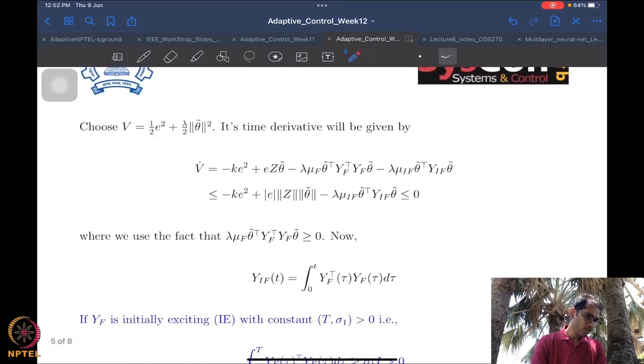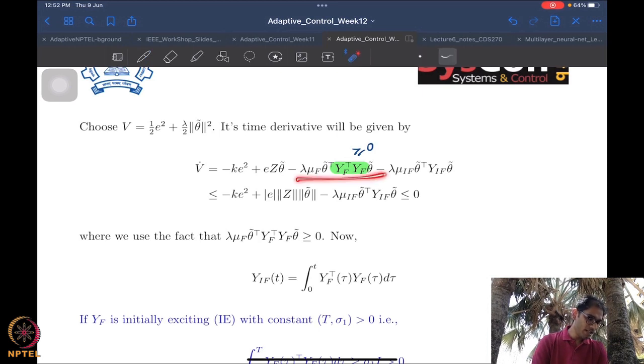So I just substitute for E. From here I get E dot and I get this guy. And then from here, I get lambda times theta tilde transpose theta tilde dot, which is this, with this nice negative sign. And then I know for a fact that this is positive semi-definite. Why? Because it's an inner product. It's like x transpose x. So YF transpose YF is positive semi-definite, right? So this is positive semi-definite at least, because it's a symmetric matrix with real eigenvalues, constructed out of an inner product. So again, non-negative definite, right?